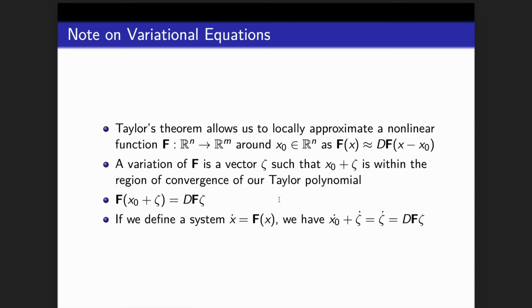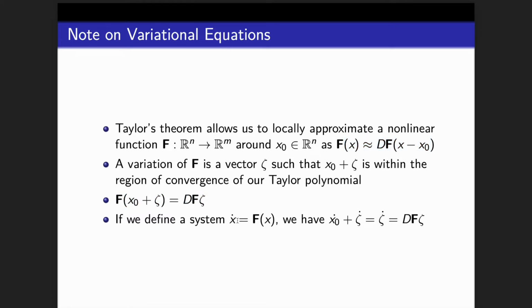Variational equations. If you start with Taylor's theorem, we know that this allows us to locally approximate a nonlinear function around a given point in the following form. And a variation on f at a given point is a vector such that this is within the region of convergence of the Taylor polynomial. As such, we can get this form from this.